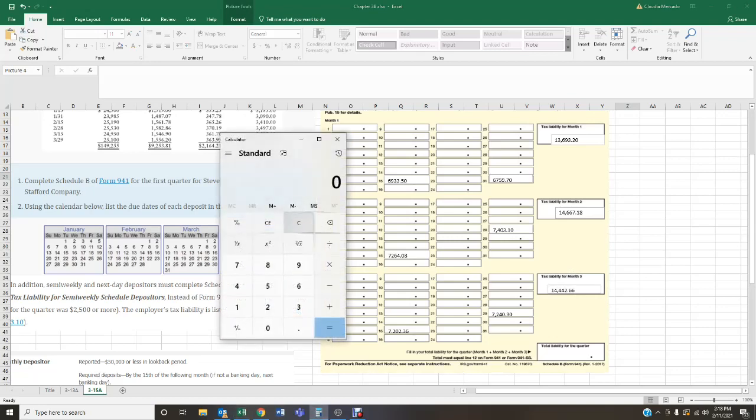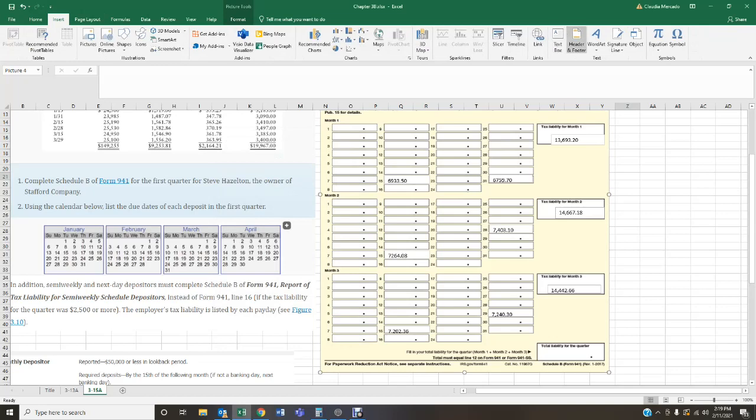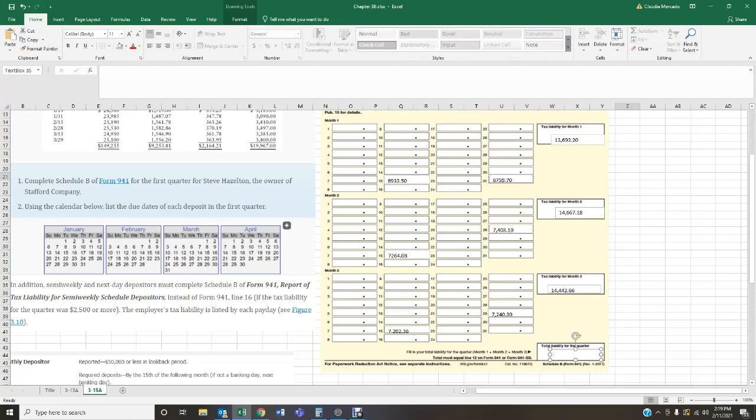Now we can add month 1, month 2, and month 3 tax liability together to get our total liability for the quarter. So it'll be 13,693.20 plus 14,667.18 plus 14,442.66. That gives me 42,803.04.